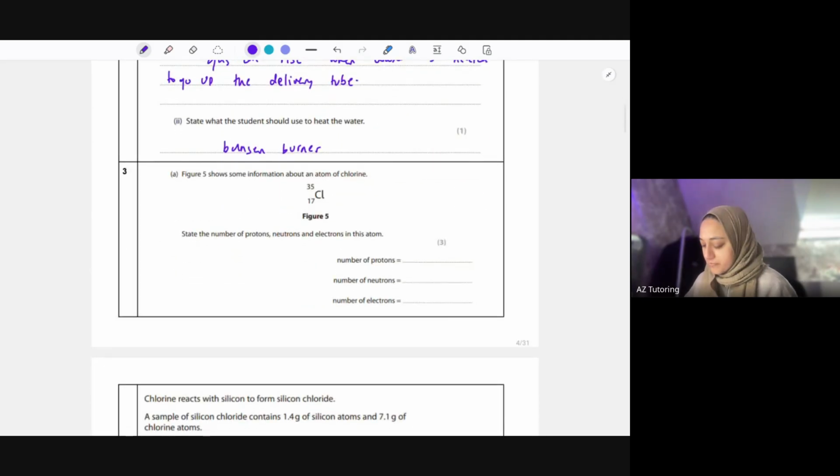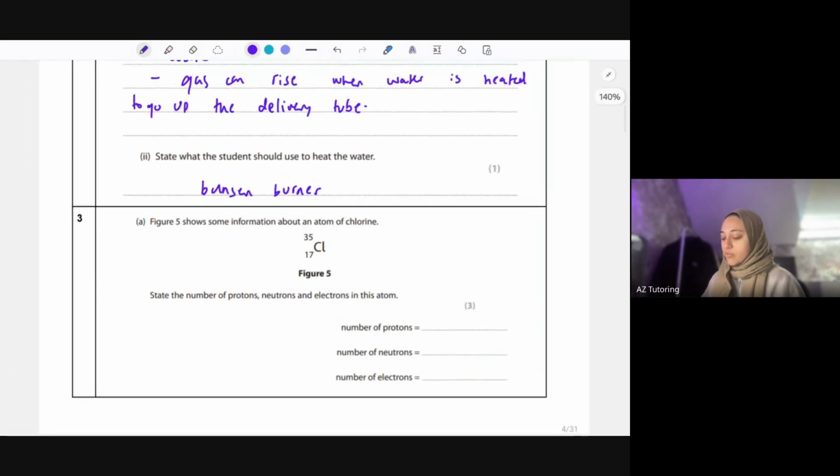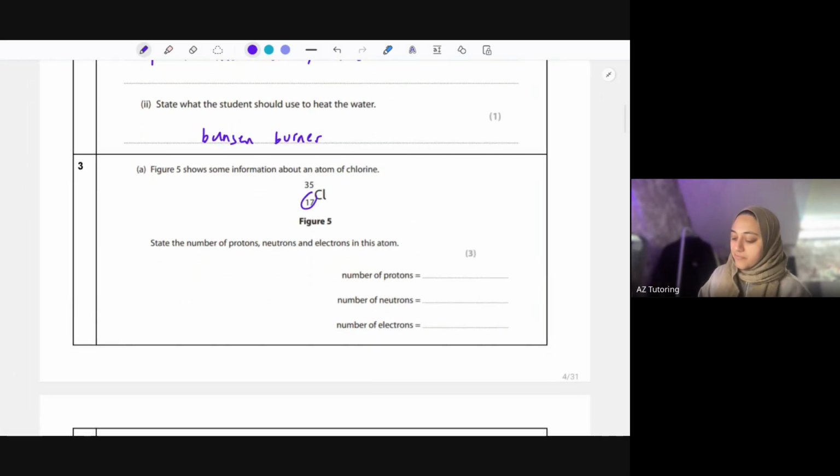Okay, question 3. Figure 5 shows some information about a chlorine atom. Again, if they don't give you that, you just have to get it from the periodic table. So we can see it's got a mass number of 35, an atomic number of 17. State the number of protons, neutrons, and electrons in this atom. The proton number and electron number is just that bottom number. So 17 for the protons, 17 for the electrons. To work out the neutrons, you're just doing 35 minus 17. So the mass number, take away the proton number, and that gives you 18.